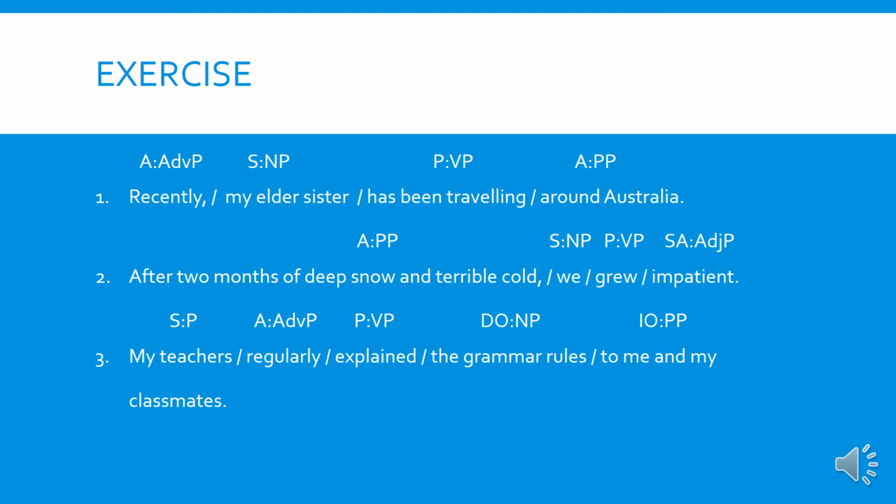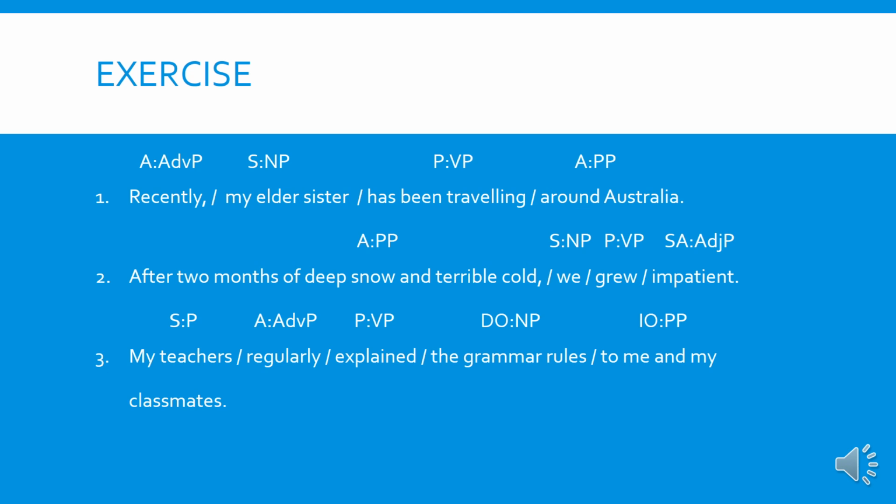My teachers regularly explained the grammar rules to me and my classmates. My teachers is subject, realized by a noun phrase. So that's a mistake here. It says P, should be NP. My teachers is a subject, realized by a noun phrase. Regularly, adverbial, realized by adverb phrase. Explained, predicator, realized by a verb phrase. The grammar rules, direct object, realized by a noun phrase.